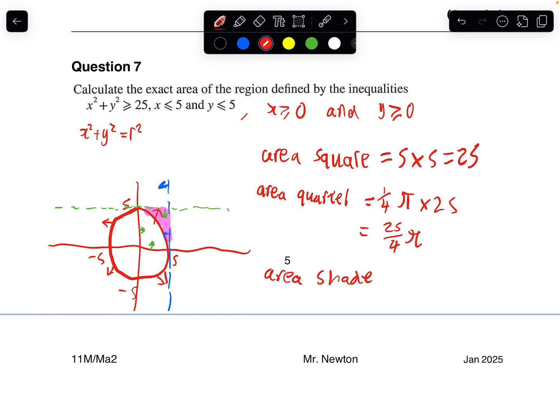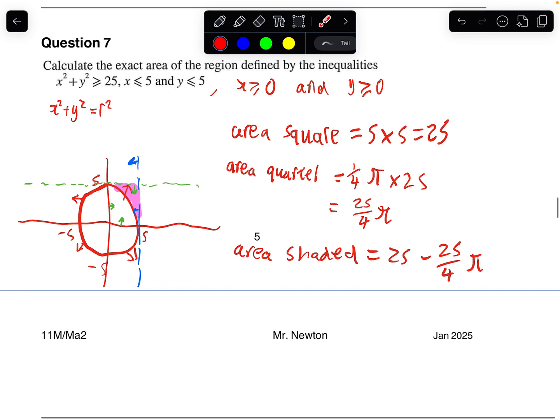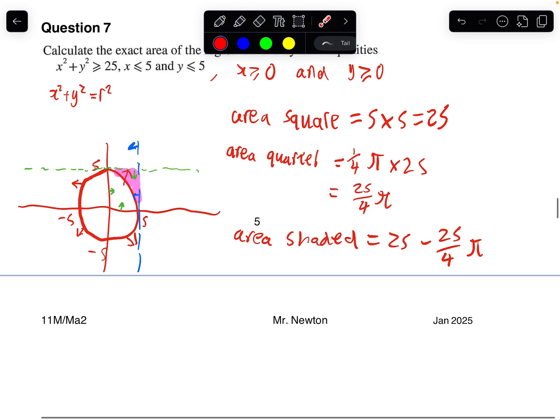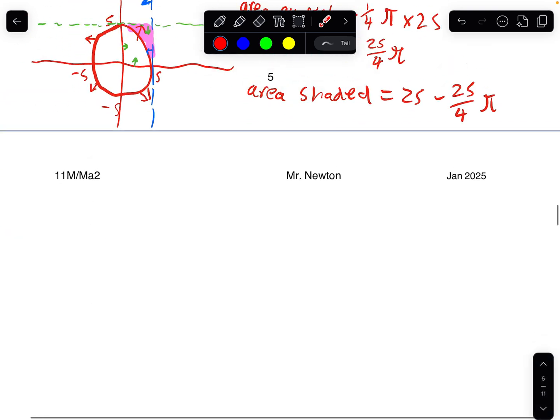So the area shaded must be 25 minus 25 over 4 pi. Since it says give the exact area, we're just going to leave our answer like this. We're not going to turn it into a decimal because then it's not exact. There will be some kind of rounding. So just leave it like this and it is in exact form. If it ever says exact, leave it like that.